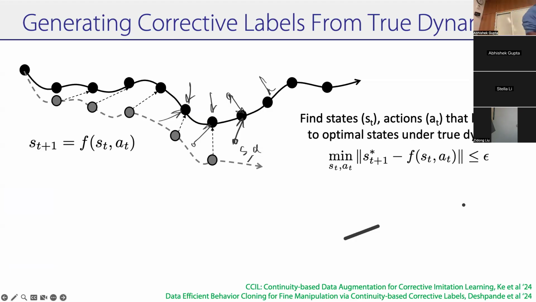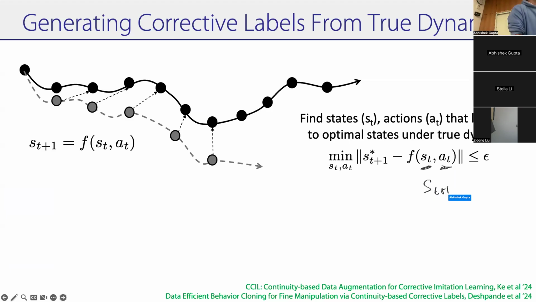So the point is that the dynamics tell me how the world works. That says that if I'm at state ST, I took action AT, it tells me what state ST plus 1 I'm going to get to, right? That's what the dynamics tell me. It's like, if I was here, I push this, it would go here, right? And what you're trying to do is find states ST and actions AT, which go to some states ST plus 1, which are really close to the optimal states.